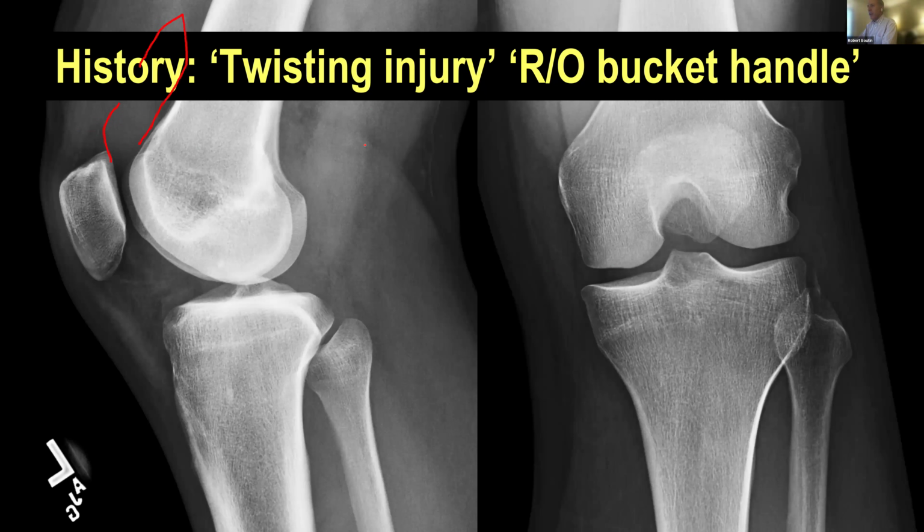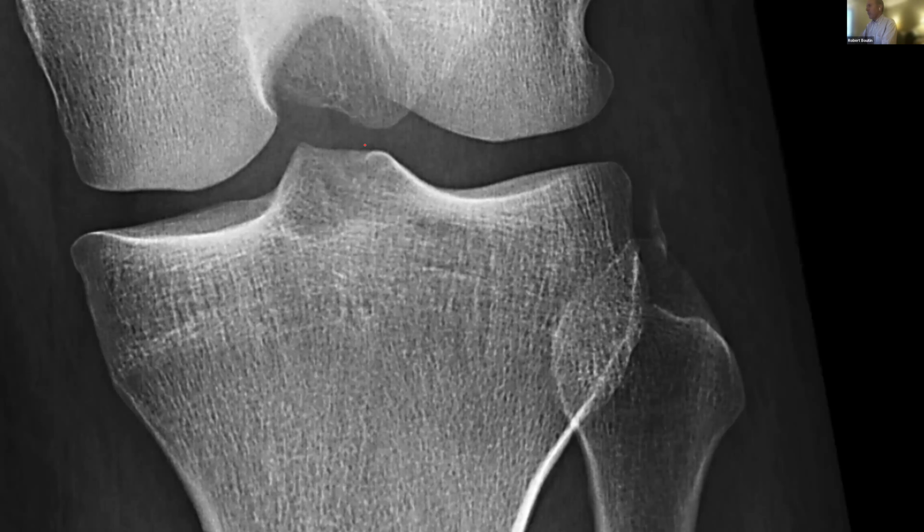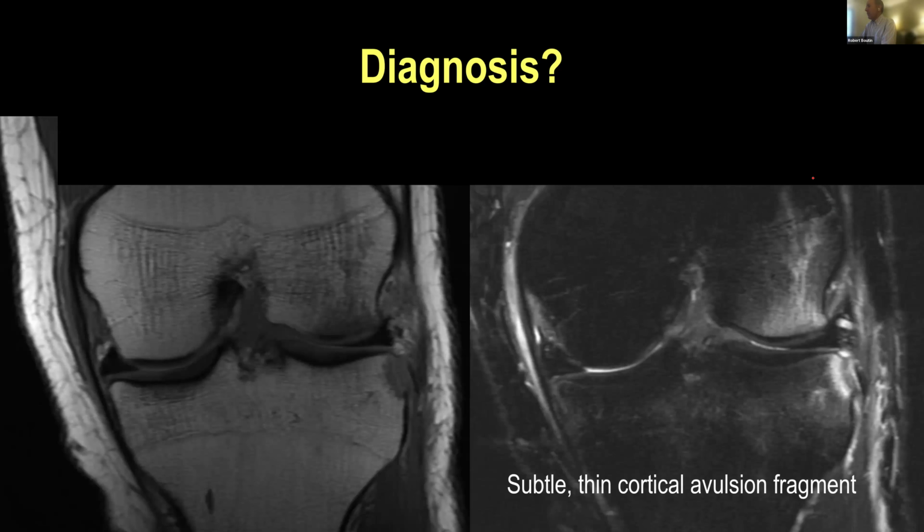So big effusion. You're thinking there might be an internal derangement with this twisting injury and the big sudden onset effusion. And although sometimes if you're just taking a quick look, you may not see it, if you look closely, you will see small fragments such as this in a characteristic location, and we all know that this represents a Segond fracture. So these Segond fractures are small and often hard to see on MRI. Sometimes they're missed on radiographs as well.